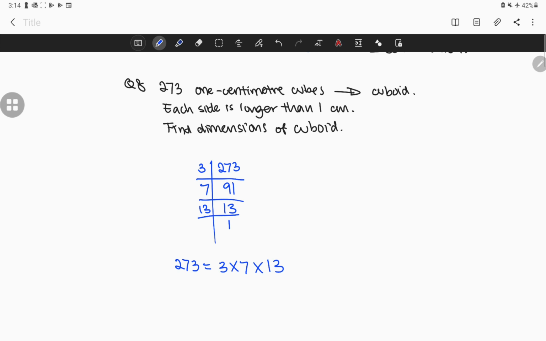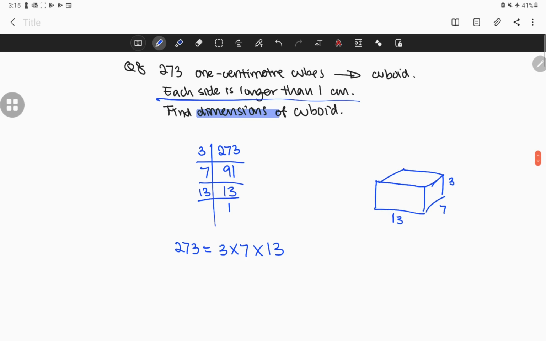And let's check, because there is this statement here that says each side is longer than 1 centimeter. So 3, 7, 13, they are all more than 1. So these 3 can be our dimensions of the cuboid. So what this means is that we have a cuboid. And then this part maybe it's 7, this is 3, and this is 13. So one more thing is that this question is asking for the dimensions of the cuboid. So because it asks for the dimensions, we need a concluding statement.